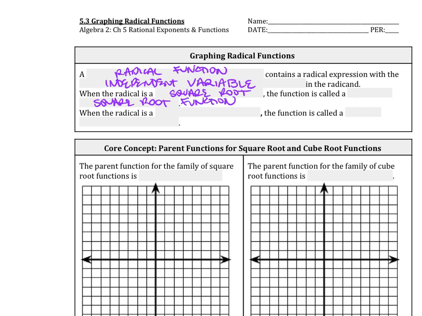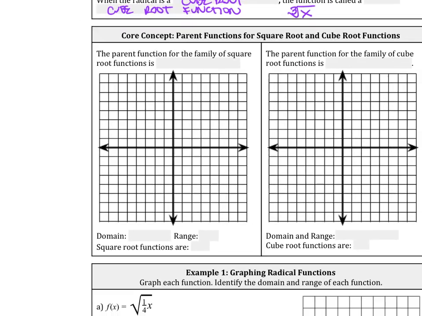So you just see the square root of x. When the radical is a cube root, the function is called a cube root function. So therefore it's cube root of x. That's what we would see. So let's graph the parent function for square root and cube root functions.